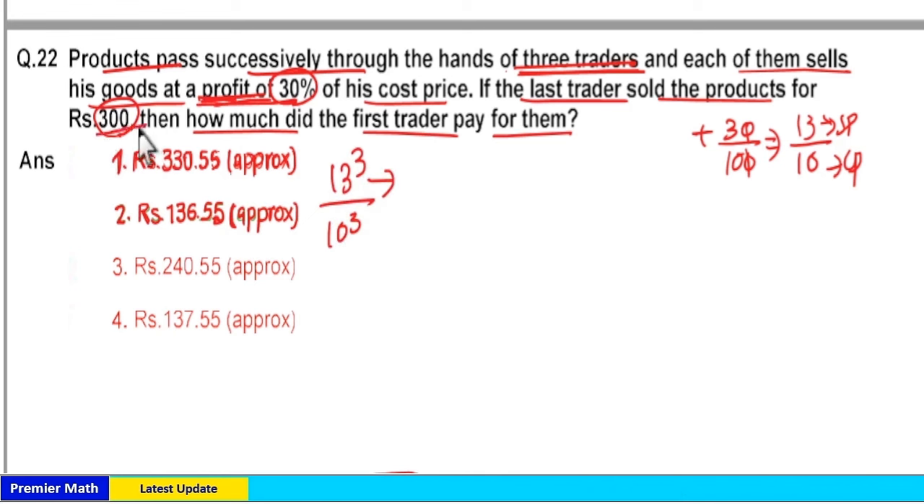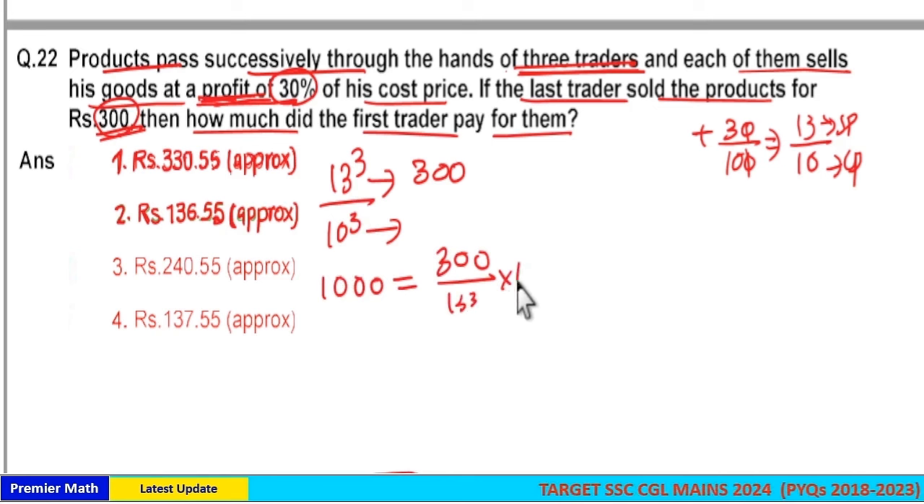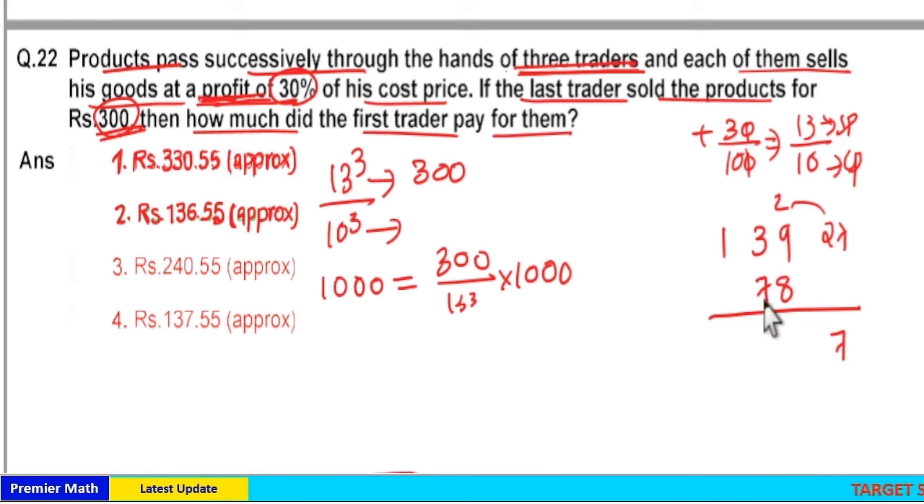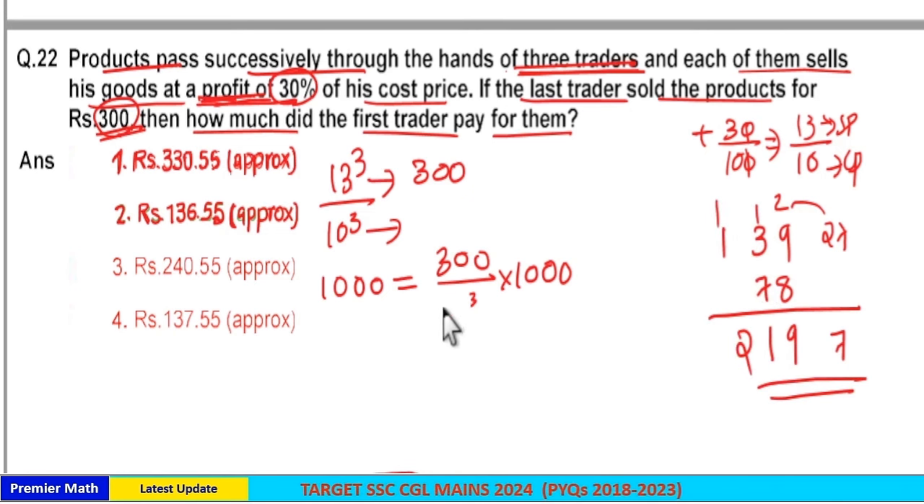So final sell price is 300. So 13 cube is 300. Then if you find what 10 cube is, that is your answer. Here 10 cube is equal to 300 by 13 cube into 1000. So 13 cube: 3 cube is 27, 1 cube is 1, 1 square into 3 is 3, 3 square into 1 is 9. Take the double of 39, which is 78. Now add, 2 carry over, 2 plus 9, 11, 11 plus 8, 19, 1 carry over, 4 plus 7, 11, 1 carry over, 2. So 2197 is equal to 13 cube.